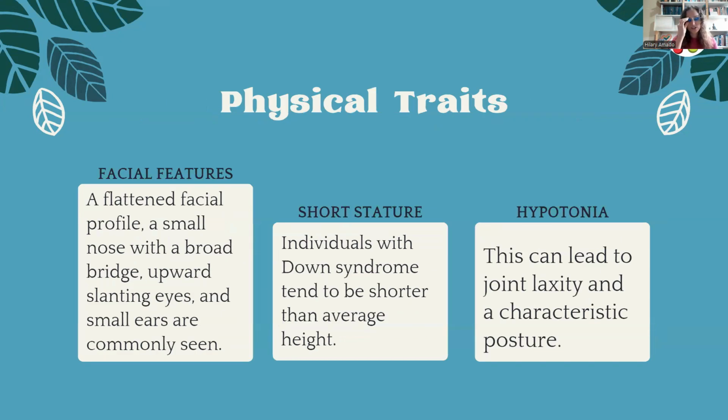With facial features, you might see a flattened facial profile, a small nose with a broad bridge, upward slanting eyes, and smaller ears are commonly seen. Individuals with Down syndrome tend to be shorter than average height. This can lead to joint laxity and a characteristic posture with the hypotonia that is experienced.